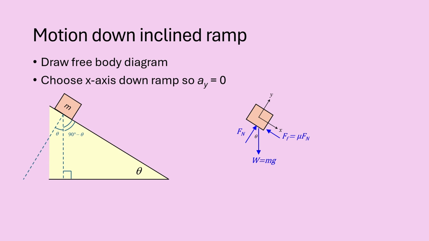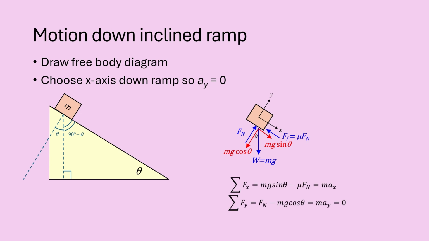The angle between the weight vector and the normal vector equals the angle of the ramp. Many people get tripped up on the components of the weight vector. It's the sine, not the cosine, of the weight vector that points down the ramp. This is because the sine component is opposite the angle and the cosine component is adjacent to the angle.